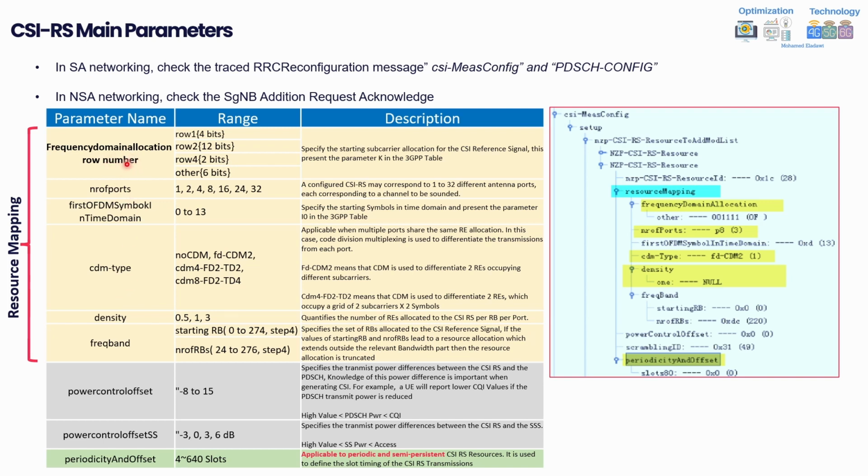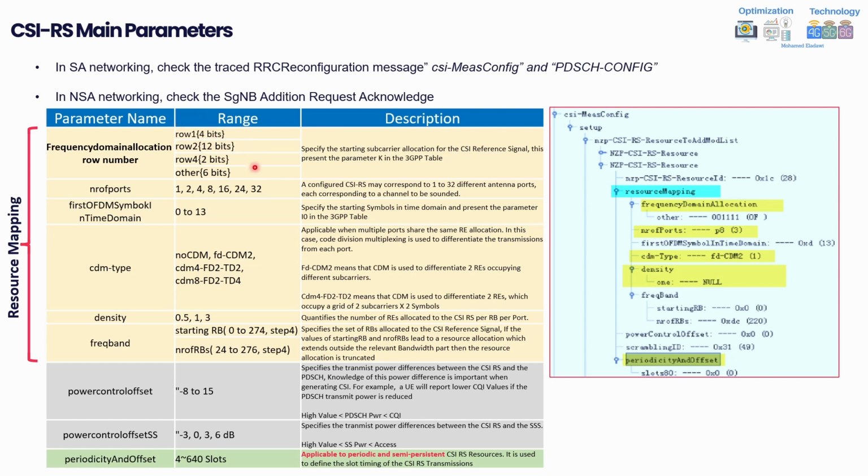For example, the first part here is called row number, which means frequency domain allocation. This kind of information just defines the subcarrier location for this particular UE. For example, I'm telling it you are going to use row 1 or row 2 or row 4 or others. I will be giving examples for each one of those. But row 1, row 2, and row 4 are explicitly mentioned to the users.